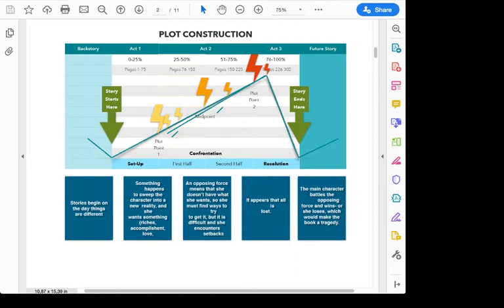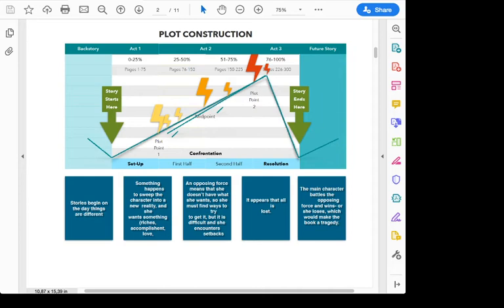Okay, so here in the dark blue squares, it says, stories begin on the day things are different. And then something happens to sweep the character into a new reality, and she wants something. So here you're going to introduce your character's desires. This can be riches, it can be professional accomplishment, it can be love, it can be a multitude of things. And then an opposing force means that she doesn't have what she wants, so she has to find ways to try to get it. But it's difficult, and she encounters setbacks.